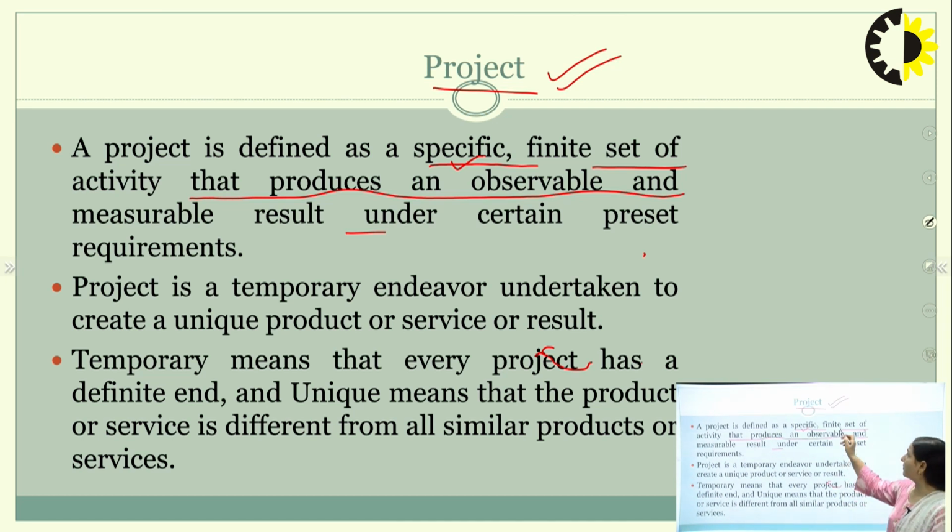That means it is something which will be involving some sort of finite set of activities. And what we'll be getting? Based on this, we'll be getting something which is going to produce an observable and measurable type of result. The result that can be observed, the result that can be measured under certain present type of requirements. So this is the basic definition of project. Now, it is a temporary endeavor undertaken to create a unique product or a service or a result.